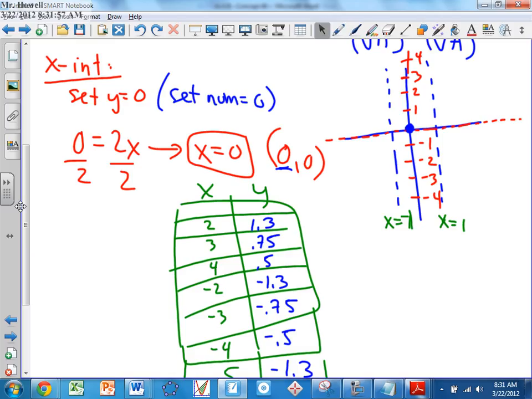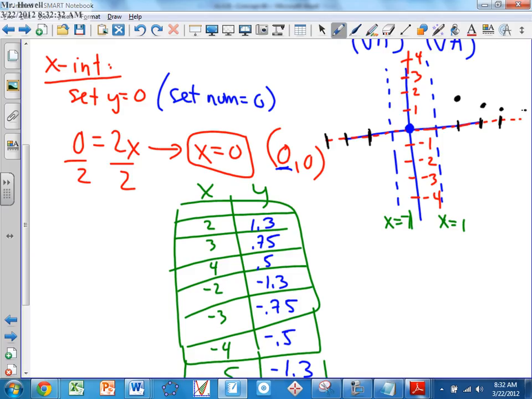Now, if I'm going to graph these points, 2, 1.3. 2, 1.3 is right here. 3.75 is right here. 4.5 is right here. So I can see, please remember, guys, this is a vertical asymptote. A vertical asymptote is when the graph is going to get closer and closer to it. Julie, up here, please. The graph is going to get closer and closer. So this has got to curve upward. It's not going to just suddenly go like this.